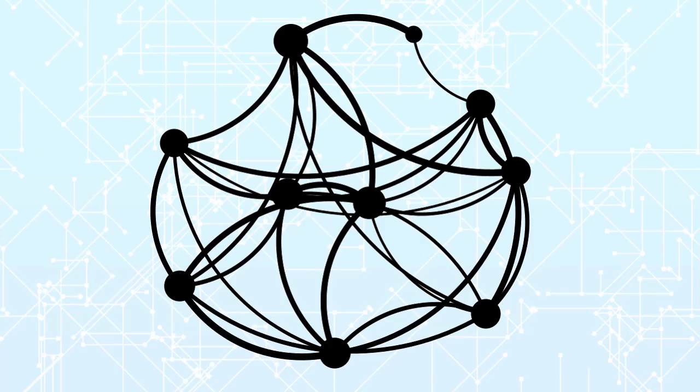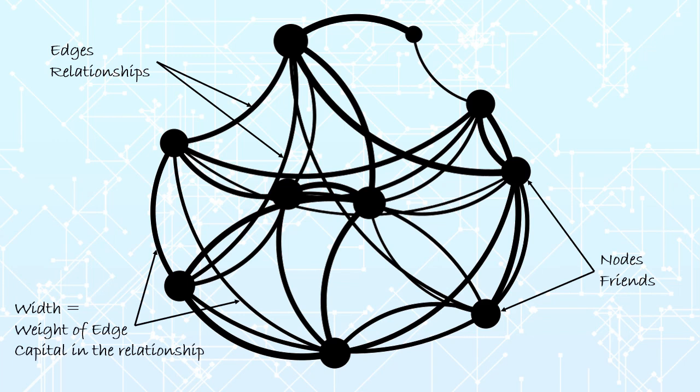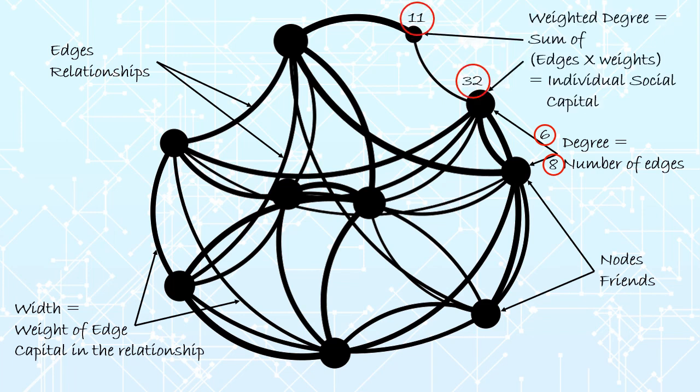A network model is constructed from nodes and edges. The nodes are friends and the edges are relationships. The width of the edge, its weight, represents the social capital in the relationship. An individual's social capital is a function of the number of connected others, the degree of the node, and the capital in the relationships, the weight of the edges connected to the node.